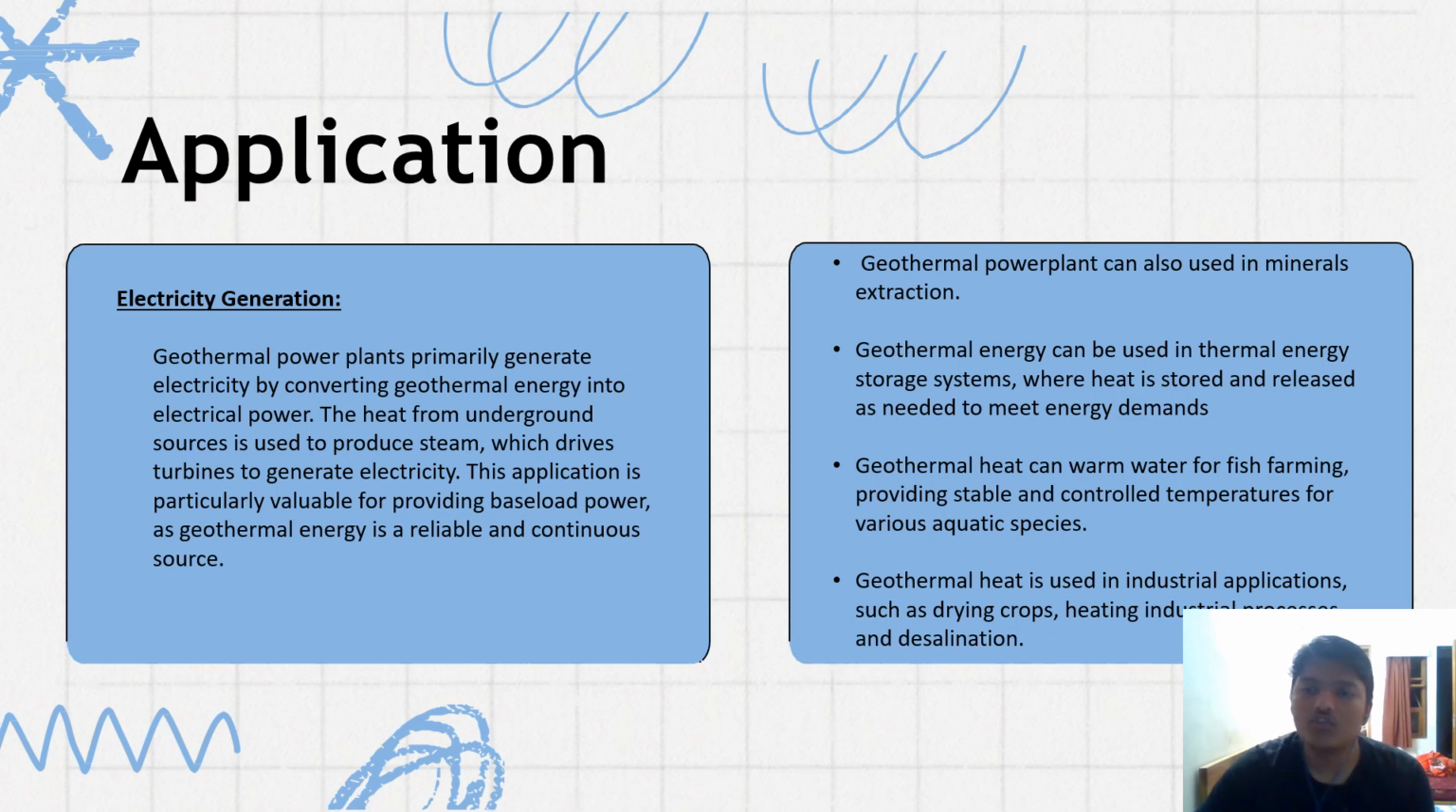Geothermal power plants can also be used in mineral extraction. When minerals are extracted, we dig down into the earth's surface, which produces steam. So that's why it can also be placed where minerals are extracted. Geothermal energy can be used in thermal energy storage systems, where heat is stored and released as needed to meet energy demands. Geothermal heat can warm water for fish farming, providing a stable and controlled temperature for various aquatic species. Geothermal heat is also used in industrial applications such as drying crops, heating industrial processes, and desalination.